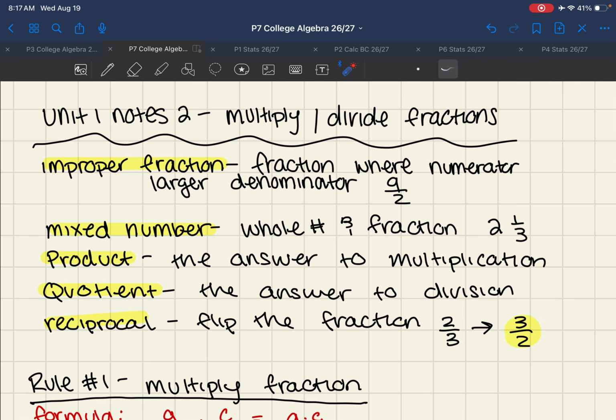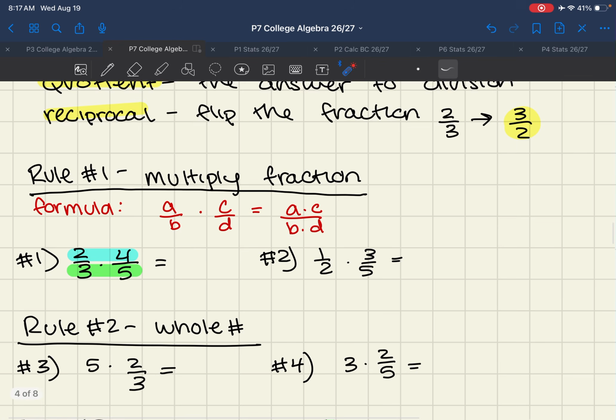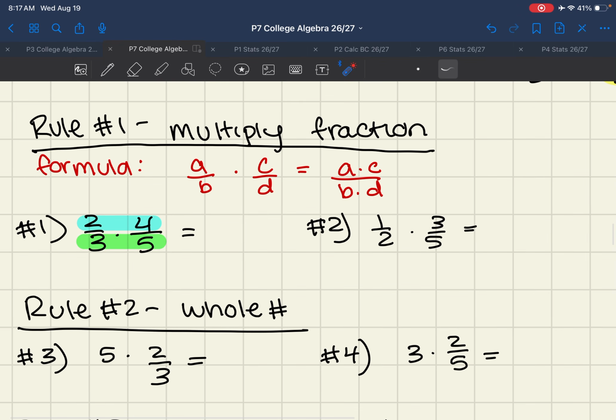And then lastly, a reciprocal. The definition of that is simply to flip the fraction. So if I start off with 2 over 3, the reciprocal of that would be the opposite. So the numerator goes to the denominator and vice versa, and it becomes 3 over 2. We flip the fraction. So looking at rule number 1, it is just multiplying fractions.